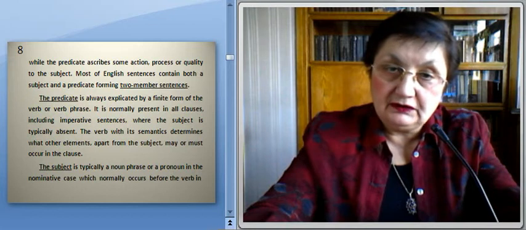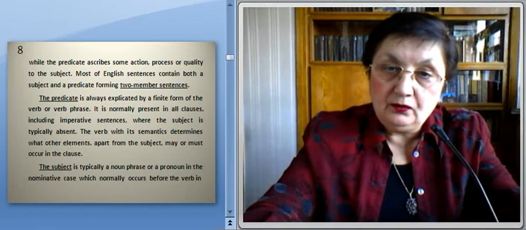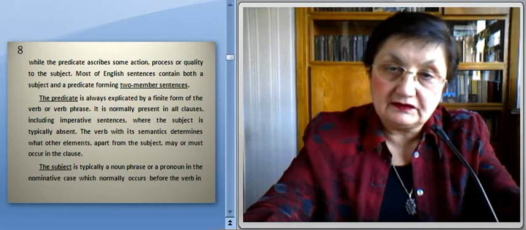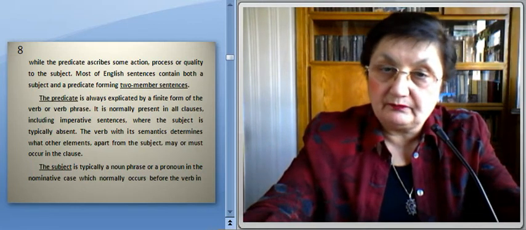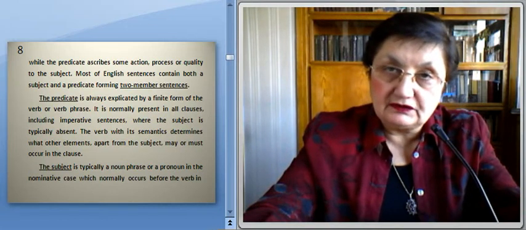The predicate is always explicated by a finite form of the verb or verb phrases. It is normally present in all clauses, including imperative sentences where the subject is typically absent. The verb with its semantics determines what other elements apart from the subject may or must occur in the clause.